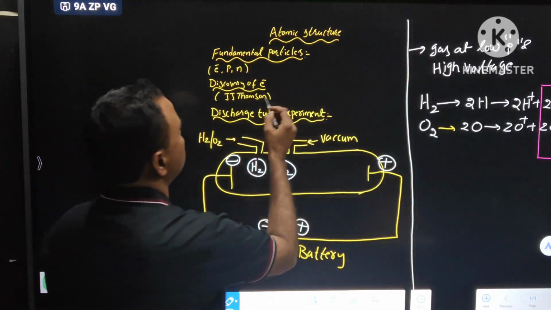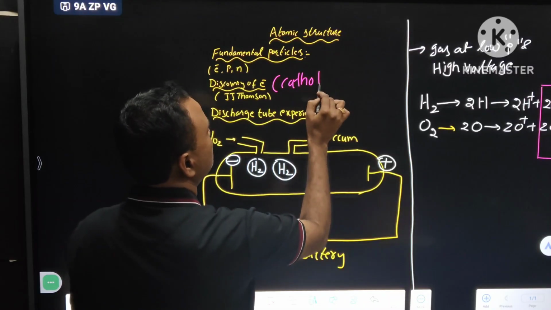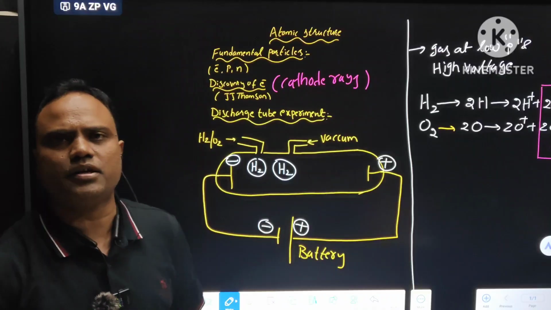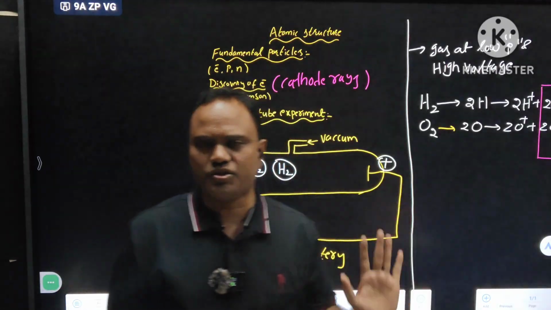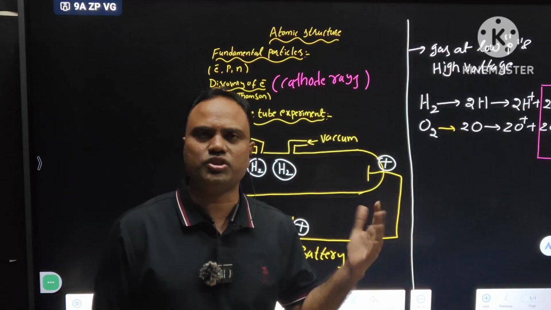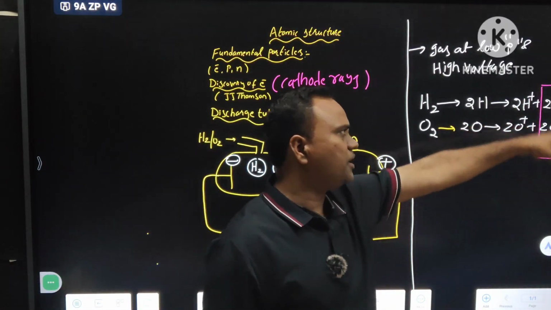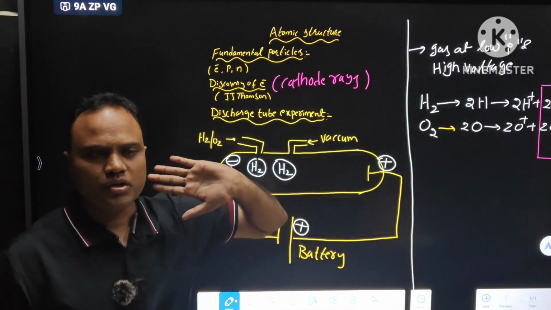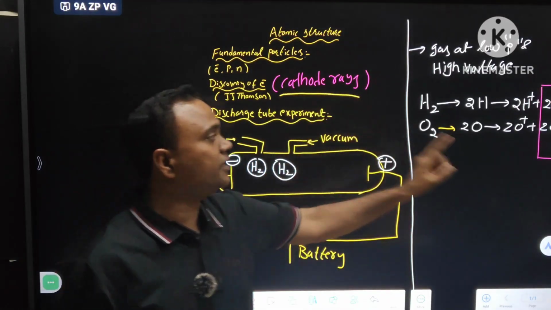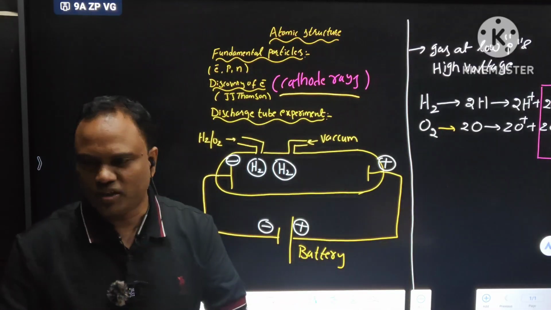Another name for electrons, as discovered, is cathode rays. The nature of the cathode rays is independent of the nature of the gas present in the discharge tube. Whatever the gas, whether H2, Cl2, O2, the generated electron formula is E minus only. So the nature of the electron or cathode rays is independent of the nature of the gas. Very important point.